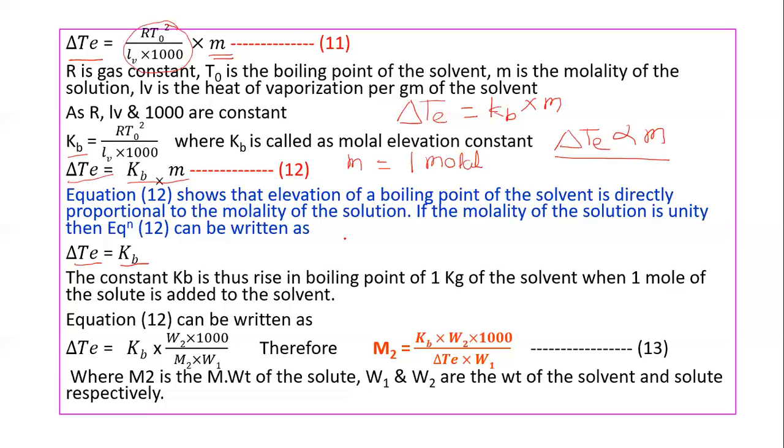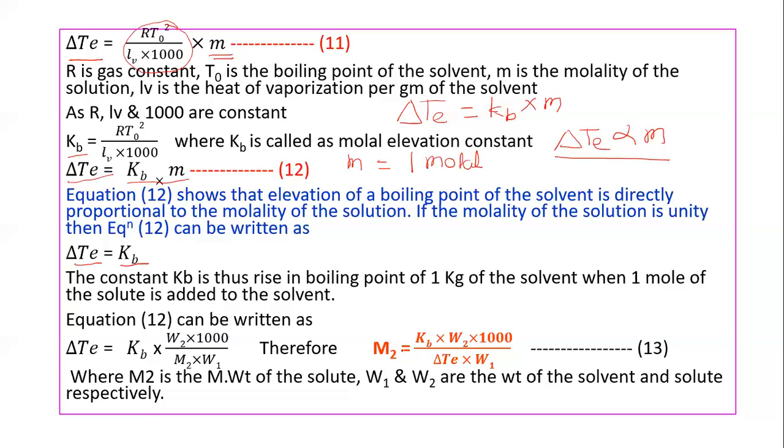Now equation 12 can be modified. We can substitute the molality once again into this equation. So delta T is equal to Kb into W2 into 1000 divided by M2 into W1. Therefore, this equation can be written as M2 equal to, what is M2? M2 is the molecular weight of the solute. So M2 is equal to Kb into W2 into 1000 divided by delta T into W1.